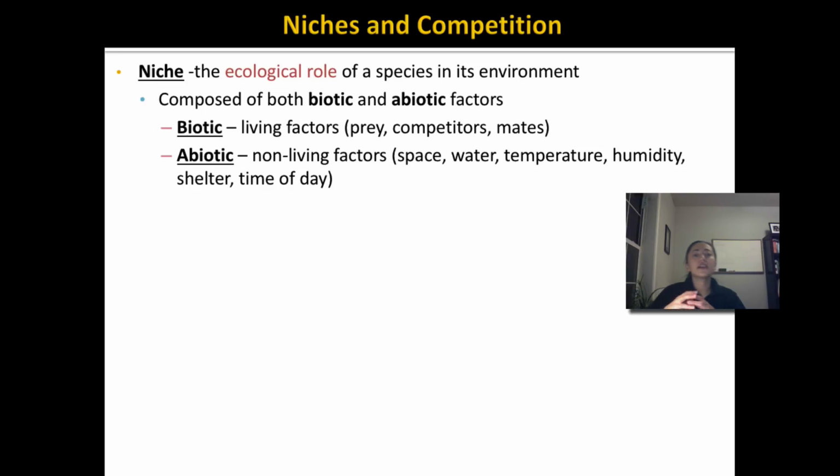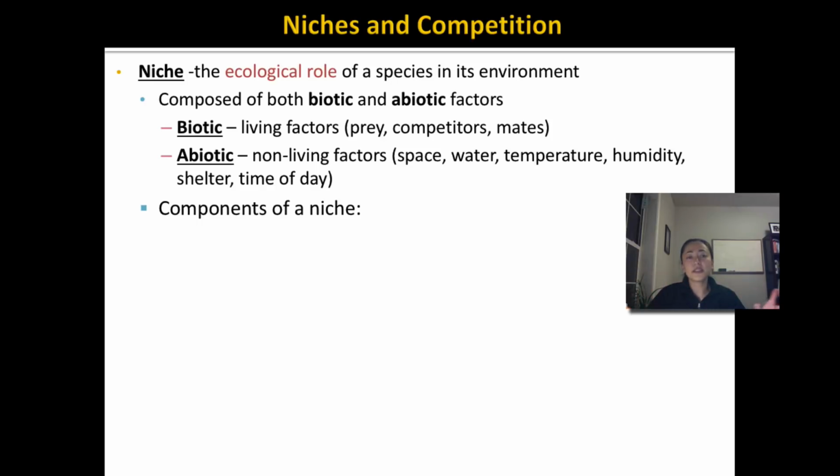When organisms have different niches, they can coexist really easily because they're not in competition with each other. However, if organisms' niches overlap too much or they have very similar requirements in surviving, then they're going to start competing a lot for those different resources. So let's look at some examples or components of a niche.